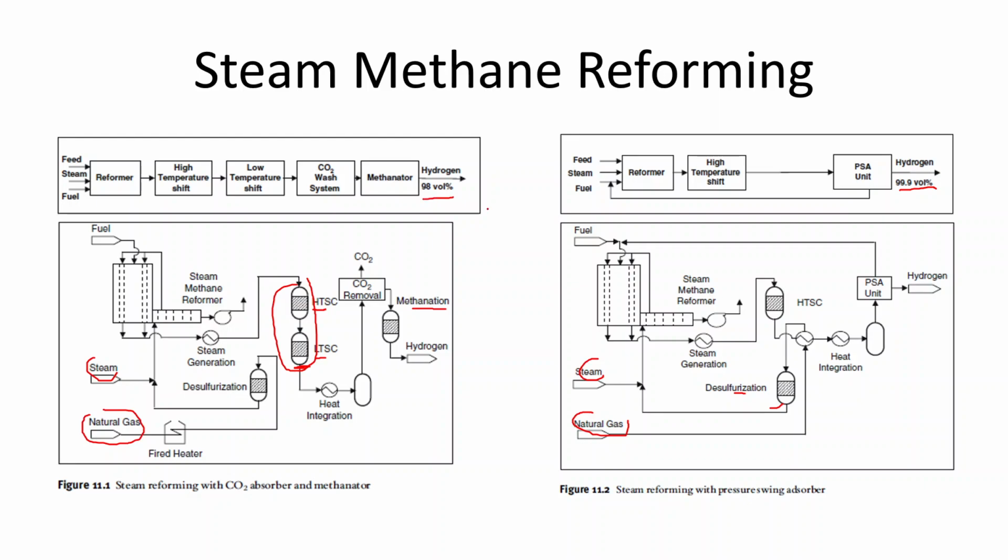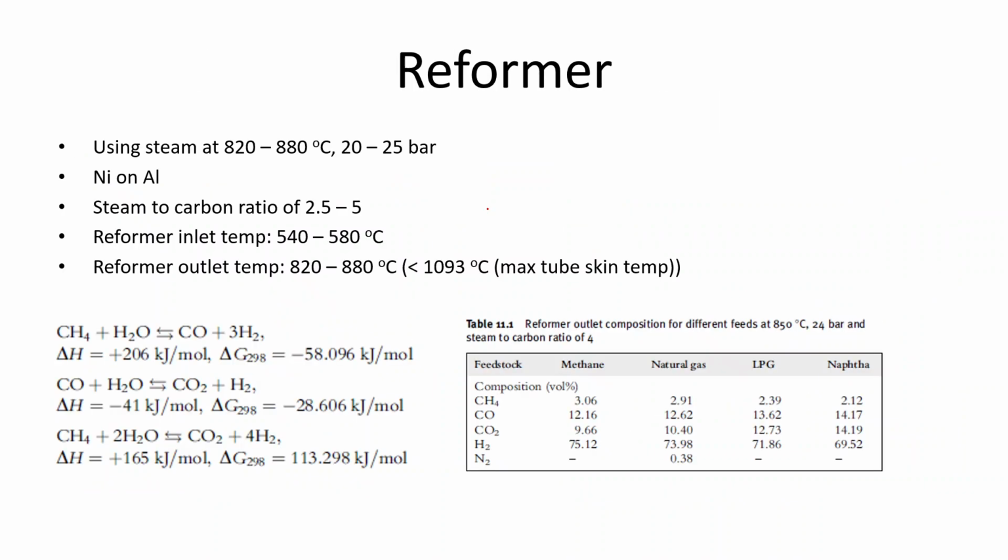And the reformer itself typically uses steam at 800 degrees C, 20-25 bars, with a nickel or alumina catalyst. And then we have a steam to carbon ratio of 2.5 to 5. The reformer inlet temperature is about this, and then the reformer outlet temperature is about 300 degrees C higher. And these are the typical reactions that we know.